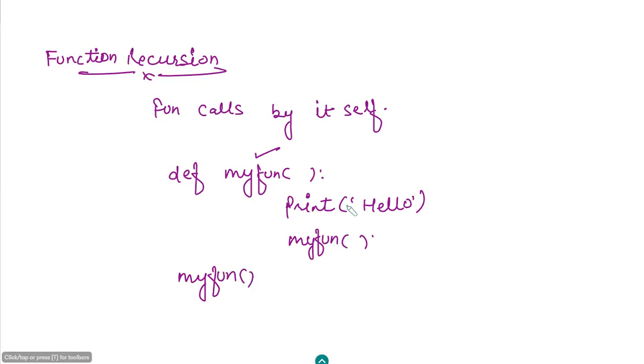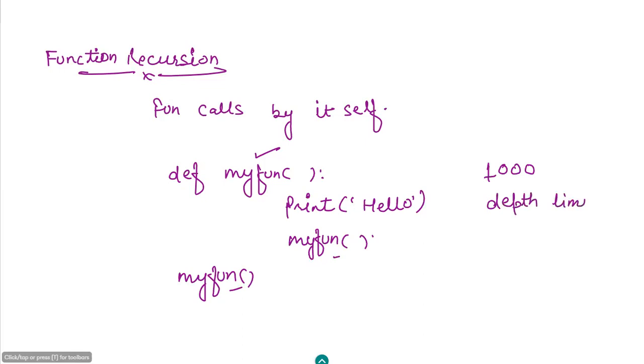Function calls by itself, right? So here you can see that this is the recursive calling where the function is calling by itself. It will go to the depth limit of the function. Now the depth limit of the function is 1000.